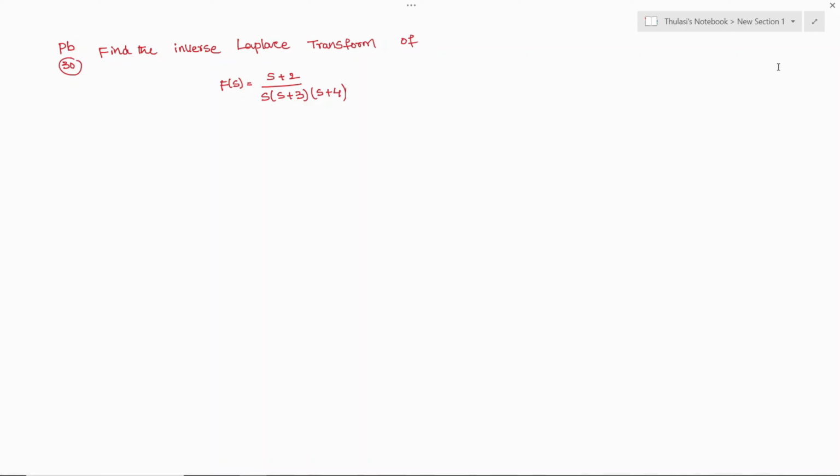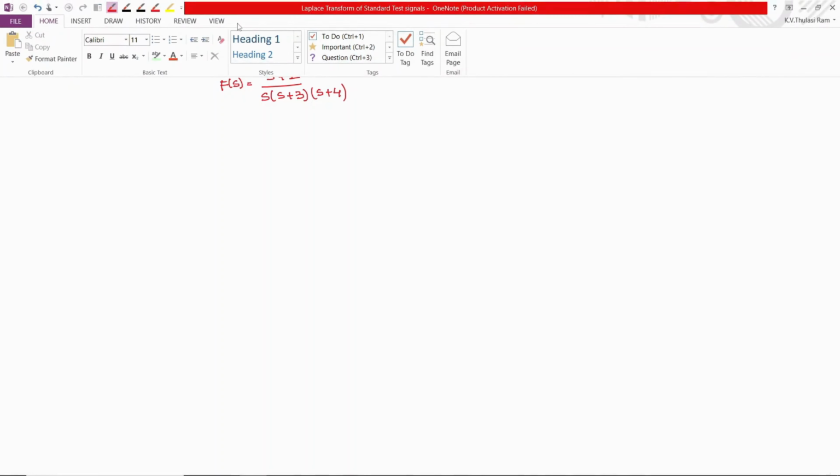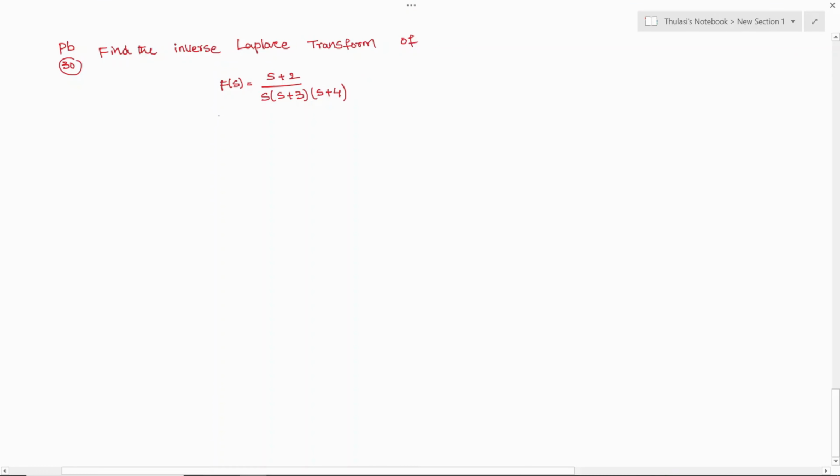Today we are going to solve problem number 30: find the inverse Laplace transform of the given function F(s). Let us see how to solve this problem. Here I am going to use the partial fraction method. So what is this partial fraction method? Let's solve this inverse Laplace transform using it.